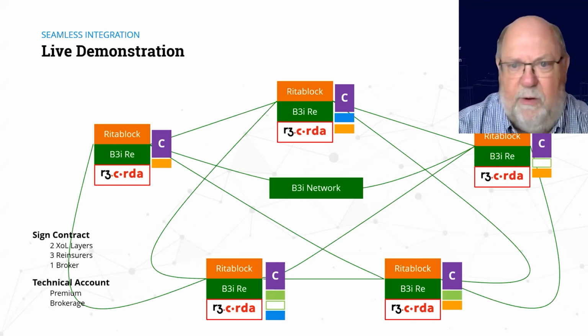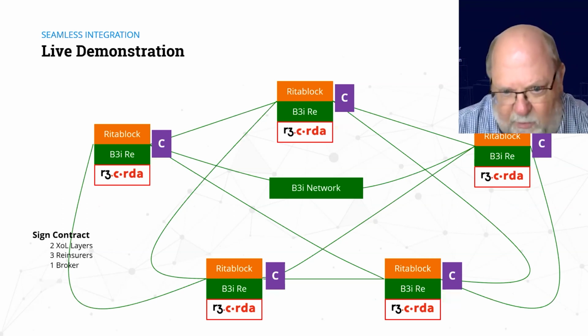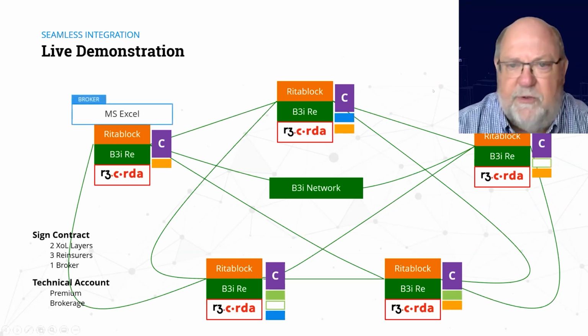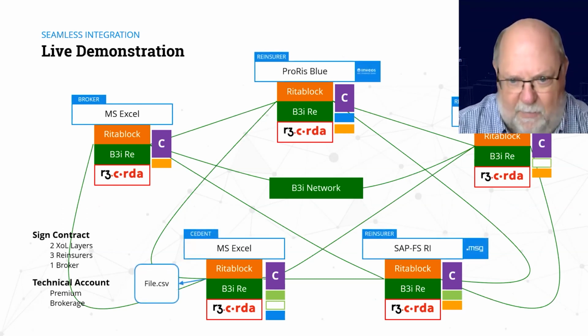But today we would need at least the figures transferred to our current reinsurance system so that we are able to take that together with other figures and to move it to the general ledger. And now we have embedded Ritablock.